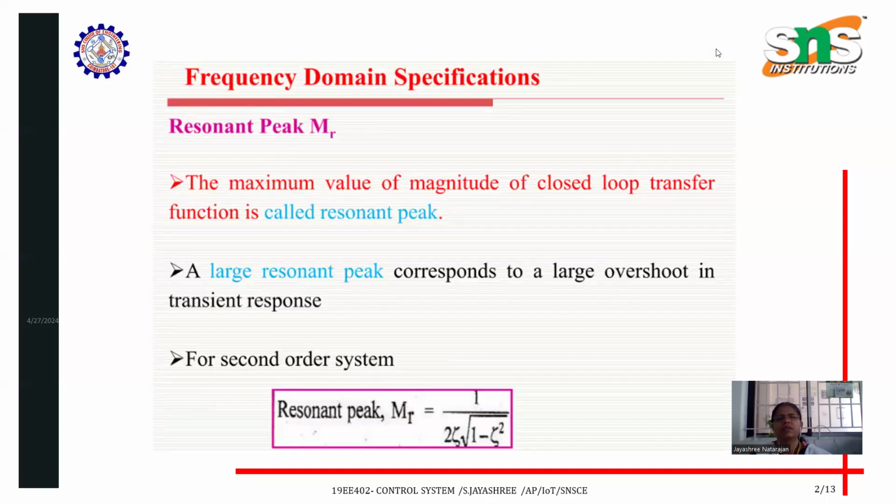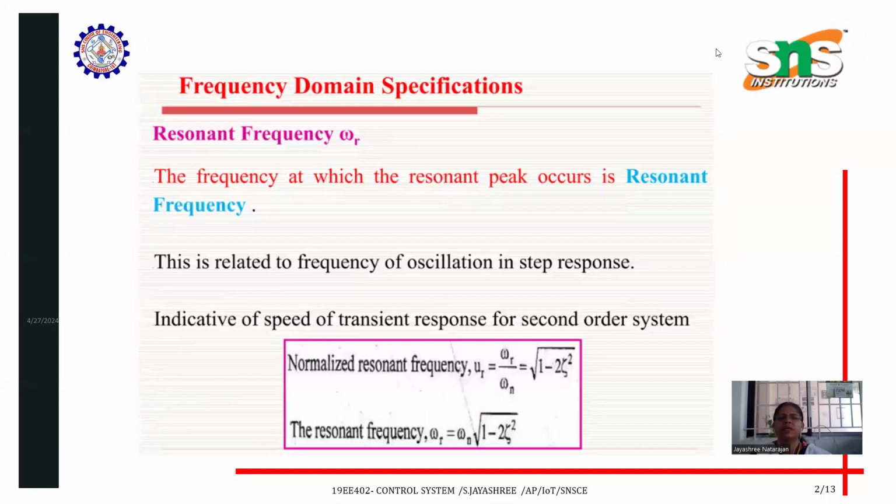Next, resonant frequency. What is resonant frequency? The frequency at which the resonant peak occurs is called resonant frequency. This is related to the frequency of oscillations in the step response. When the input applied is a step input, the frequency at resonance time is the resonant frequency. It is indicative of the speed of transient response of a second order system.